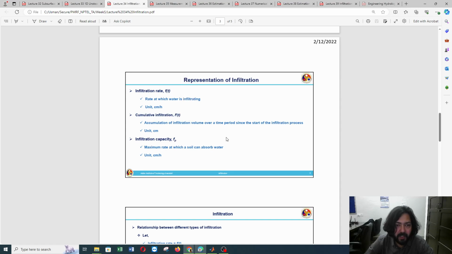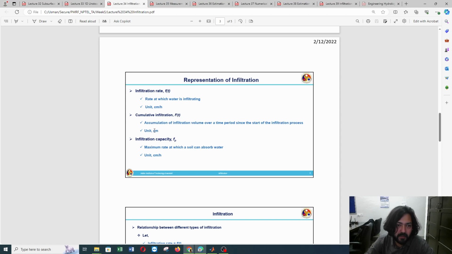So cumulative infiltration will give us the accumulated amount of water that is going to infiltrate during the infiltration process, right? Since the beginning, let us say we are noting down the time at which the infiltration process is going to start. In the first period, let us say there is infiltration of 10 centimeter. In the second period, the infiltration is 5 centimeter, and we want to get the cumulative infiltration for 5 hours. So what we are going to do, we are just going to sum the infiltration that has happened over the previous 5 hours, and we'll get the value. So that is nothing but cumulative infiltration.